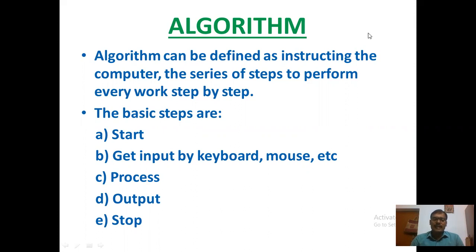The basic steps of algorithm are start, get input by the keyboard, mouse, etc. Third, process. Fourth, output. And fifth one is a stop. So every algorithm should be started. It should be inputted some data, then processing takes place, then output of data takes place, and then a stop.